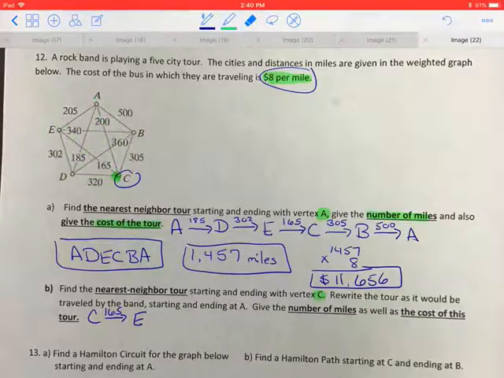All right, so we started at C and we went to E. So from E, I can go to A, B, or D. I have to go to a city I haven't been to yet. It looks like the cheapest is going to be A. So I go to A next, and that will be 205.